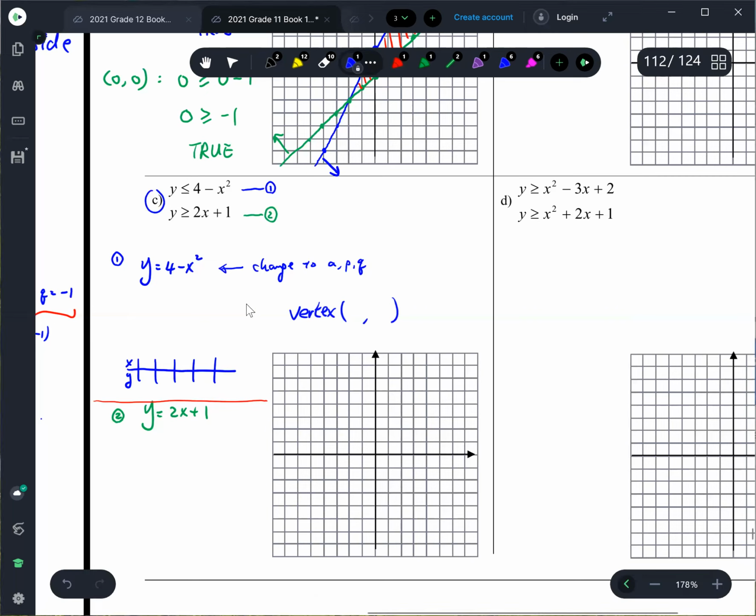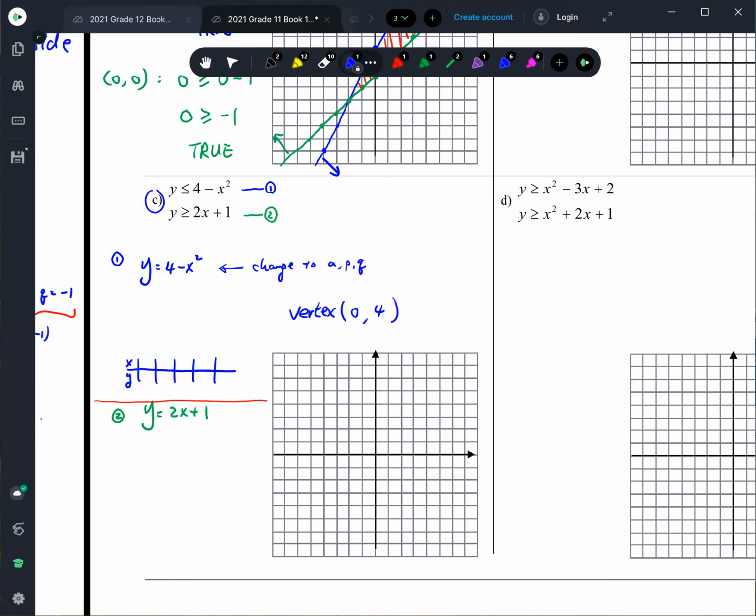Okay, have you found out the vertex? Okay, Geoffrey, what's the vertex? I think it's 0, 4. 0, 4.